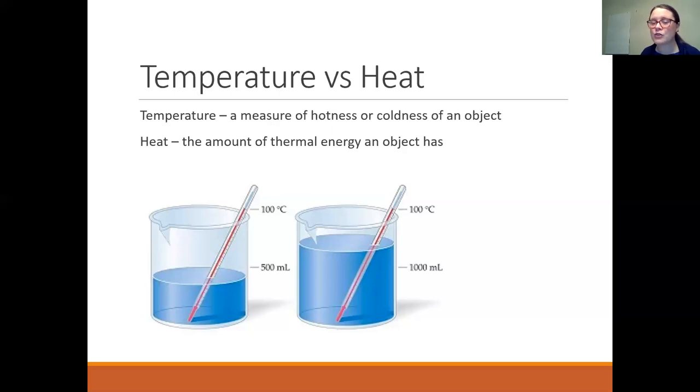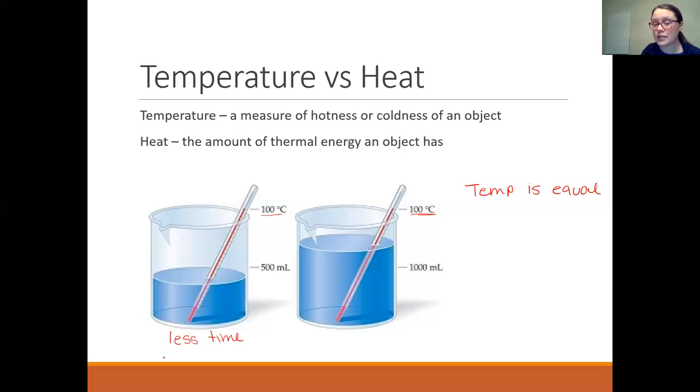Now on this slide, I have a great image which helps us understand the difference between heat and temperature. So if you look at these two beakers, we have two beakers that are both at 100 degrees Celsius, okay? So the temperature is the same. But if you stop and think about, is the heat the same? Well, let's think about how much energy it would take to heat the water or whatever liquid is in these beakers up to that 100 degrees Celsius. So the first beaker, where we have a smaller quantity, we know that this is going to take less time.